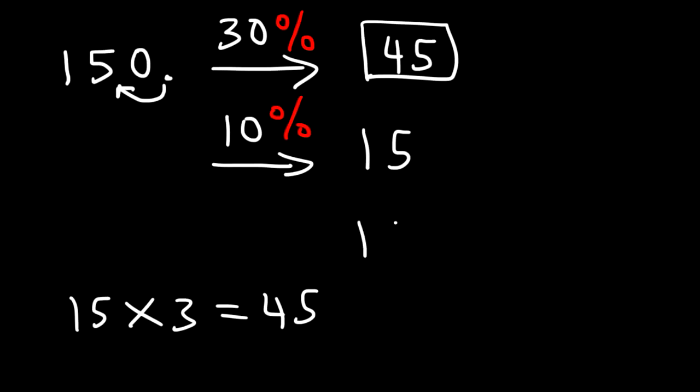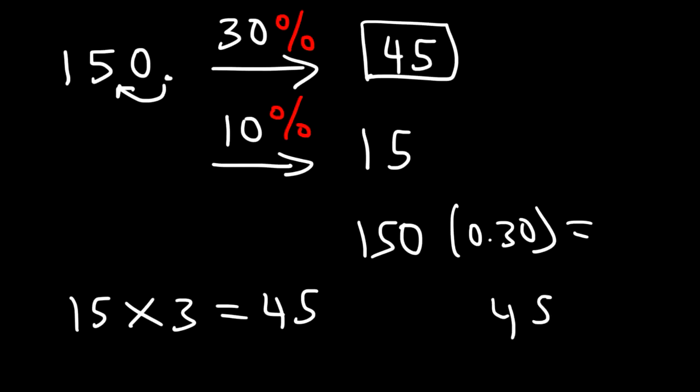And to check it, let's multiply 150 by 0.30, which is 30%. So 150 times 0.30 is 45.